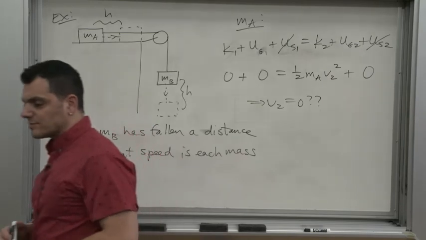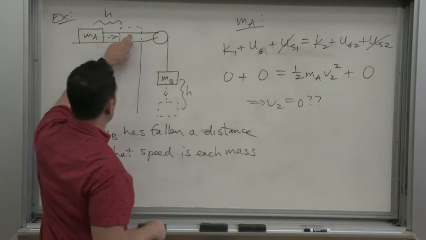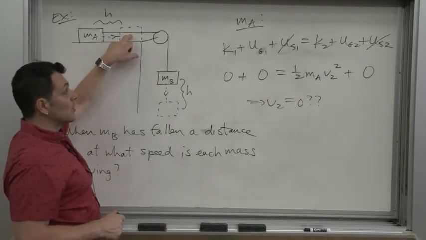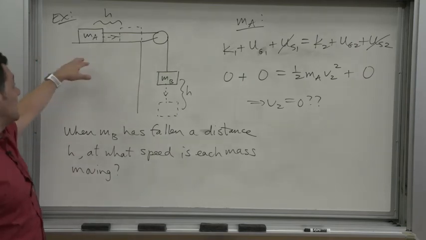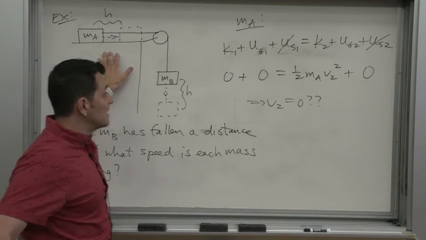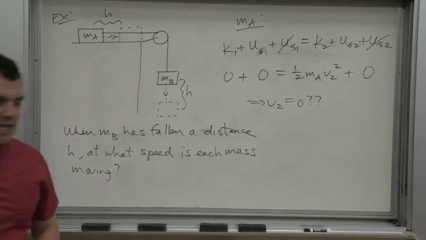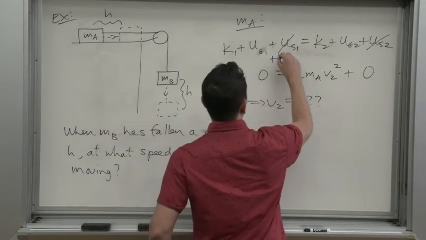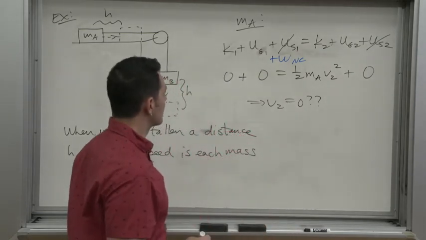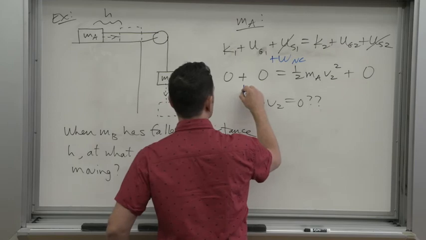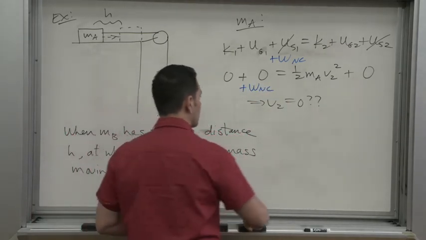And this is not correct, obviously. As this thing slides to the right, it's going to have a velocity. So what went wrong here? What do we forget? Well, this is not a situation where the mechanical energy is conserved. There is work done by non-conservative forces. So we need to add that term. Plus work non-conservative on the left-hand side has to be there. So this becomes work non-conservative.